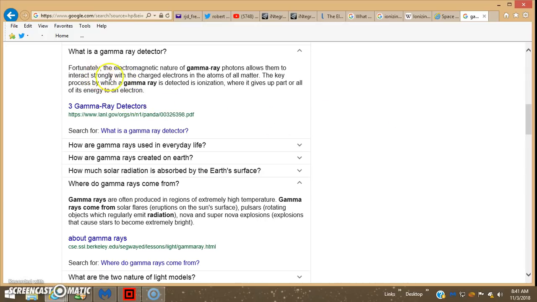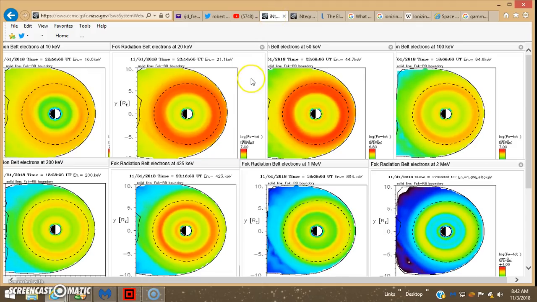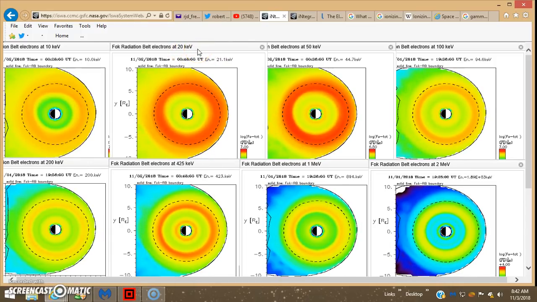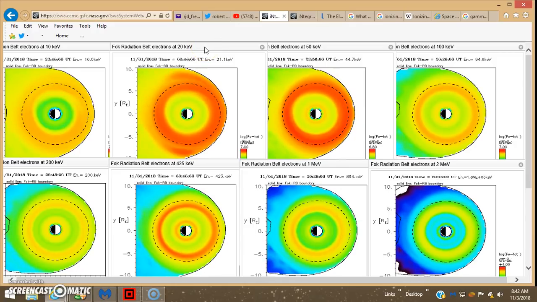So what's a gamma ray detector? Fortunately, the electromagnetic nature of gamma ray photons allows them to interact strongly with the charged electrons in the atoms of all matter. So the key process by which a gamma ray is detected is ionization, where it gives up part or all of its energy to an electron. And that's what these electron volts measure, as best as I can understand.